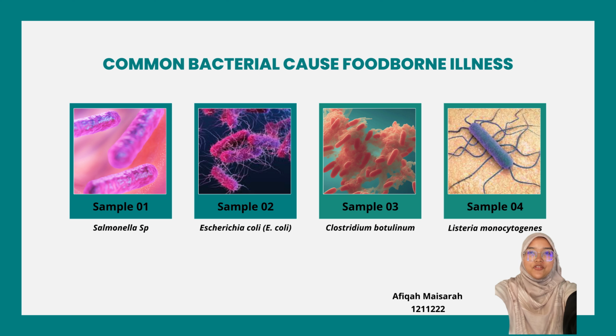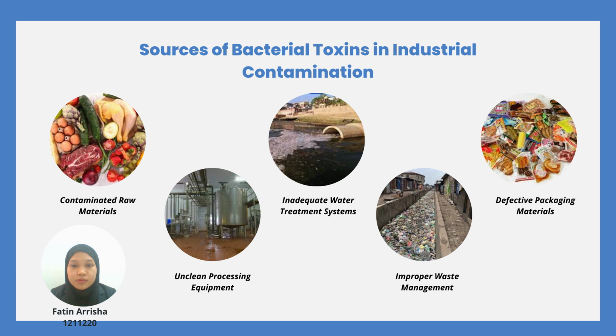Foodborne illnesses are often caused by bacterial contamination. The four most common bacteria are Salmonella, found in raw meat; Escherichia coli, E. coli, linked to undercooked beef and contaminated water; Clostridium botulinum, which produces the botulinum toxin in improperly canned food. The last one is Listeria monocytogenes, found in ready-to-eat food like unpasteurized dairy.